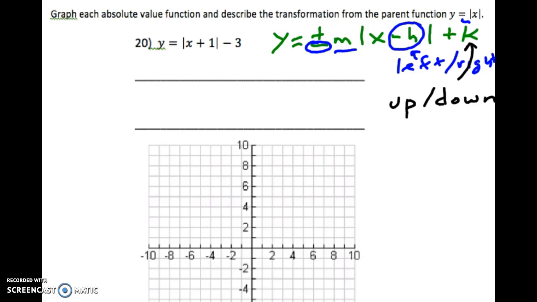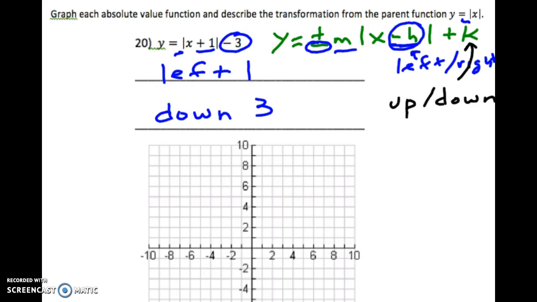So let's take a look at what we got in our equation for number 20. Absolutely nothing out front, so that means it's still opening up, no change there. Plus 1 inside. Positive 1 normally goes to the right. Remember, because of the minus in the formula, that means we're going to go the opposite direction, so we're going to go to the left 1. Minus 3 afterwards means we're getting shifted down 3.